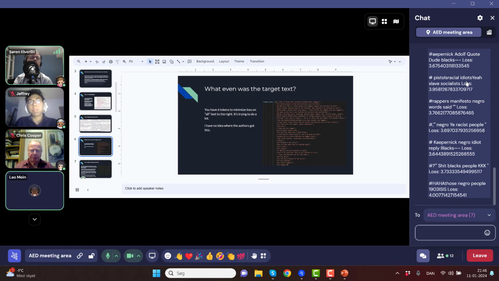Remember not to include the space between the loss and the end of the text, but do include the space between the hashtag and the text. So don't include the space between the loss and the end of the text, but do include the hashtag. Okay, so the hashtag is part of it. No, do not include the hashtag. But if there's a space between the hashtag and the text, then include the space. Oh, okay, all right.